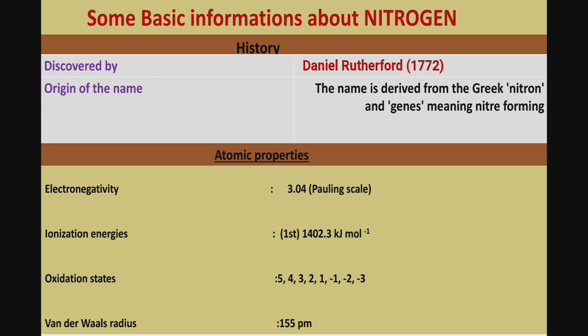Some atomic properties: electronegativity is 3.04 on the Pauling scale. The first ionization energy is 1402.3 kilojoule per mole. Oxidation states are 5, 4, 3, 2, 1, minus 1, minus 2, minus 3. And the van der Waals radius is 155 picometer.